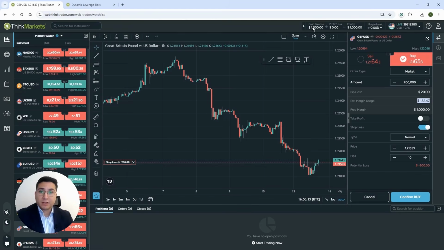For example, if I wanted to open this, I need to make sure, do I have enough margin? Yes, I have $1,000. And then I want to place a 20 pip stop loss. So this plus this, that's almost $600. Do I have more than $600 in my account? Yes, I do. And then you are welcome to go ahead and open that.